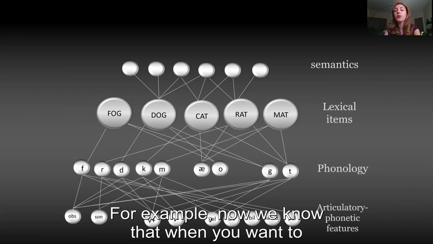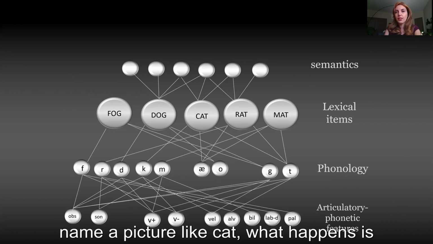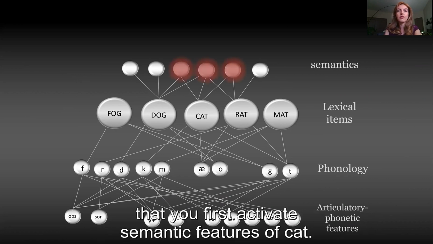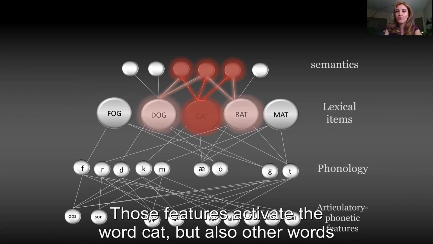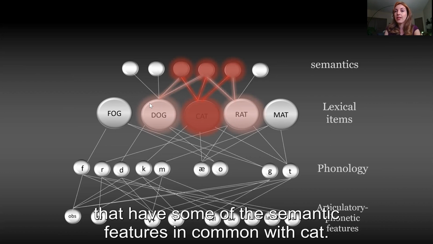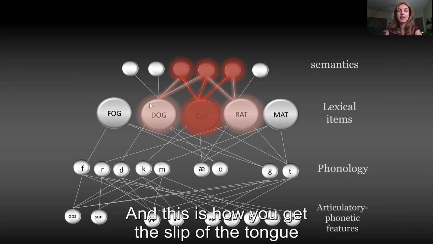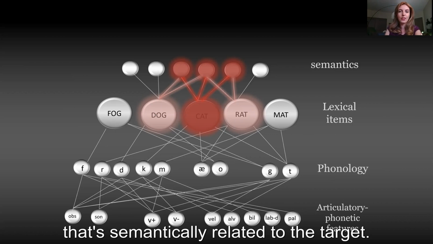For example, now we know that when you want to name a picture like cat, what happens is that you first activate the semantic features of cat. Those features activate the word cat, but also other words that have some of the semantic features in common with cat. And this is how you get a slip of the tongue that's semantically related to the target.